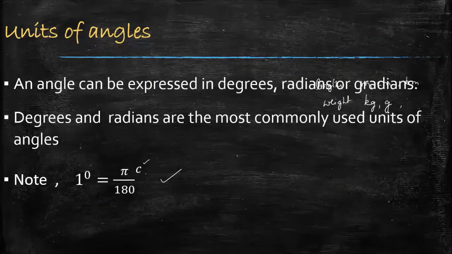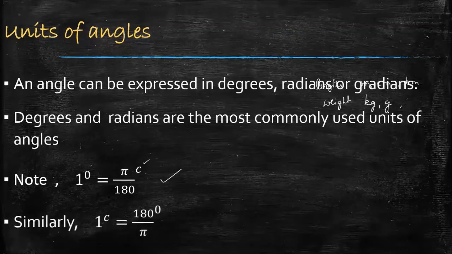Similarly, we should know 1 radian is equal to how many degrees. As you can see, if you cross multiply this, if you shift 180 by pi to this side, you will get 1 radian is equal to 180 divided by pi degrees. These are the two important points you must remember in this.